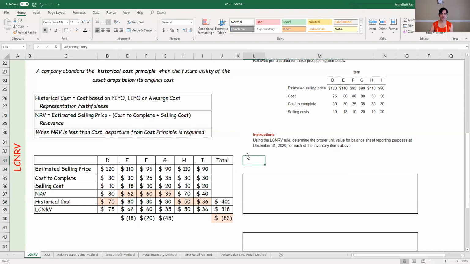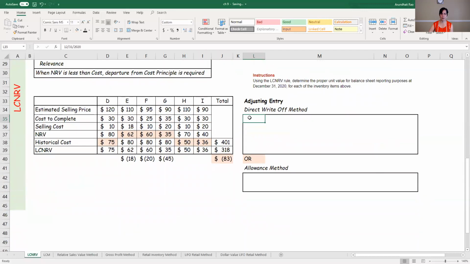So we have 2 ways in which we can do this adjusting entry. One is called the direct write-off method, and the second method is called the allowance method. A company has to choose one of these two. They're not going to do both journal entries, they're going to do one of these two, and we'll see how it is done.